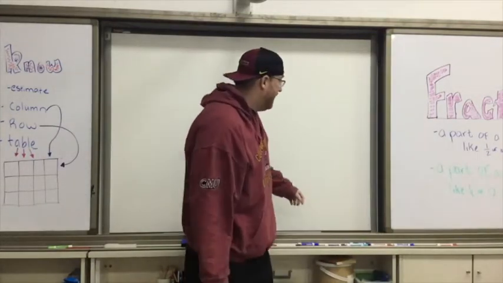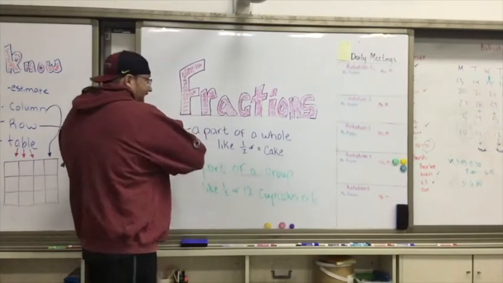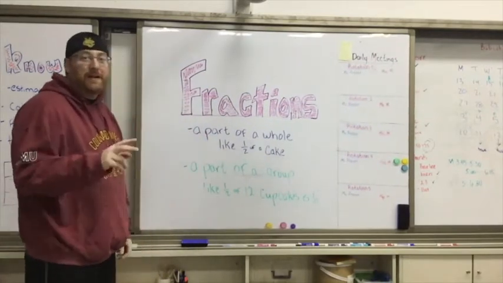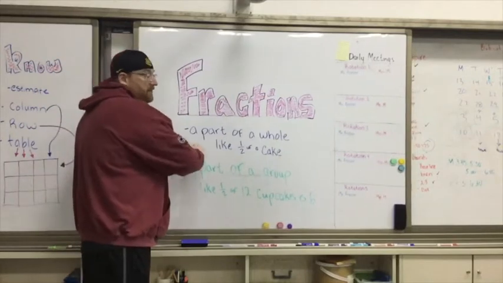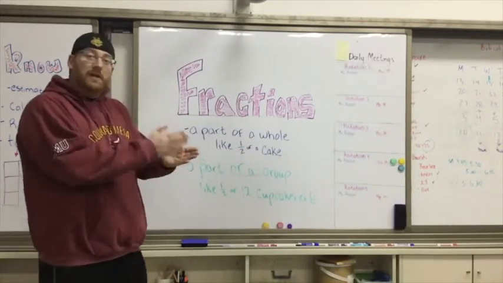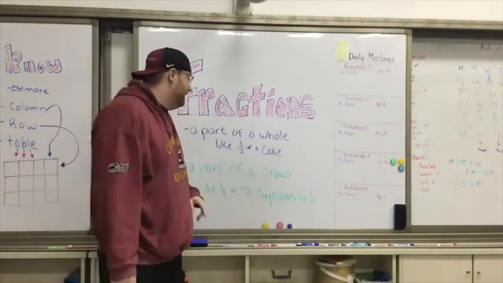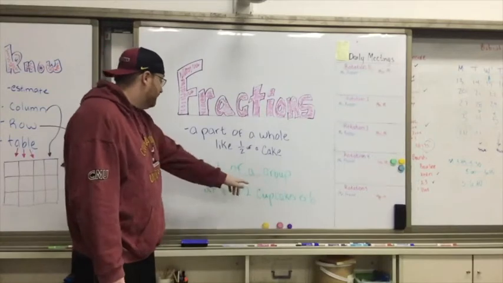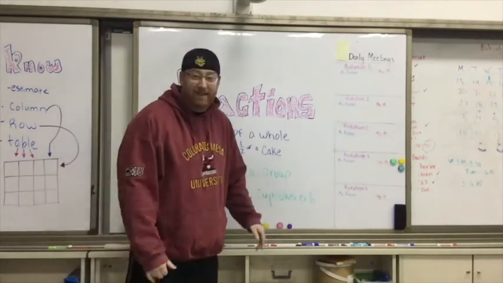And again, we're talking about fractions! Over the past 2 days, we've talked about 2 different types of fractions. The first day we talked about fractions as part of a whole, like if you cut something in half, i.e., 1/2 of a cake. Secondly, we talked about parts of a group, like if you take 1/2 of 12 cupcakes, that would be 6.